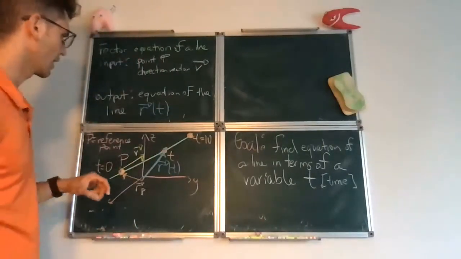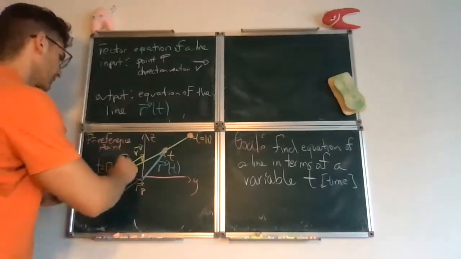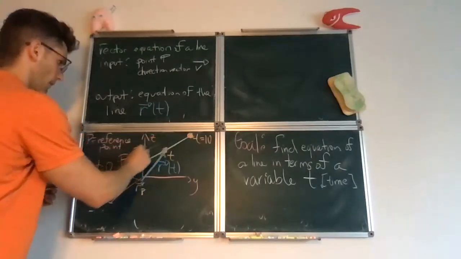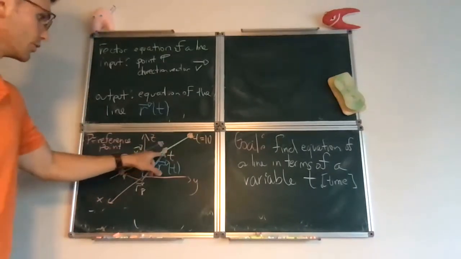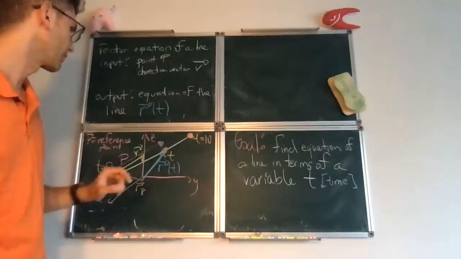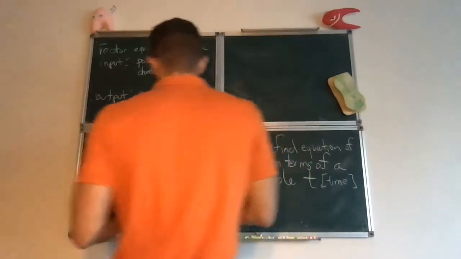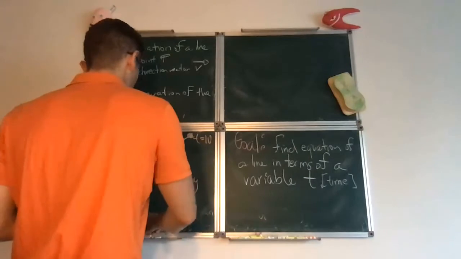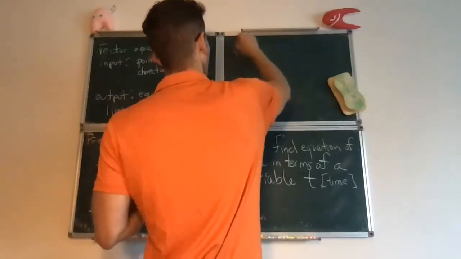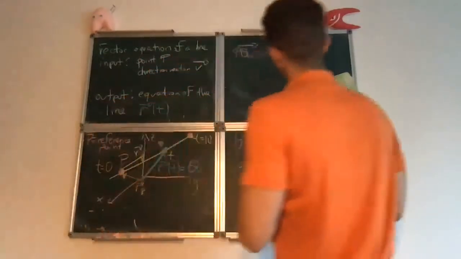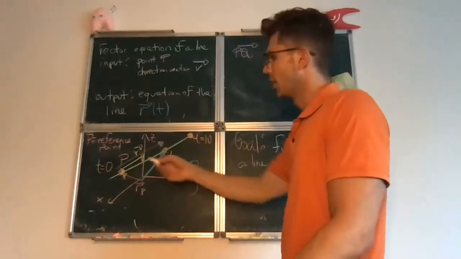So again, what you should really think is that there's this vector, this purple vector, which goes from the reference point P to the specific point that you care about. Let's call this point Q. So there's a vector PQ, which is the vector from P to Q.